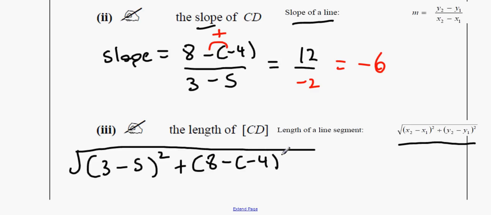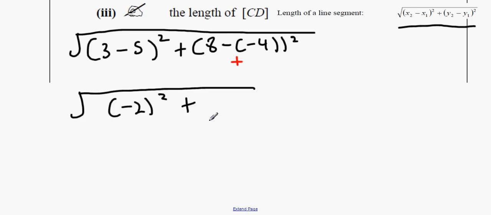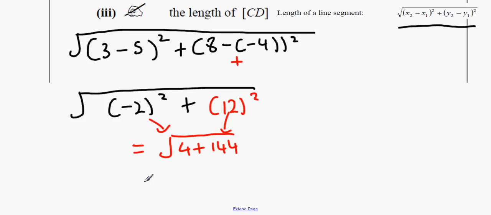Okay, if you put that into your calculator, it should give you the answer exactly as it is. However, if you want to break this down somewhat, this is going to be minus 2 squared. This is going to be, once again, two minuses together makes a plus. That's going to be 8 plus 4, and that's going to give you 12 squared. Then you add them together into your calculator. You're going to get 4 plus 144, because minus 2 squared is 4, and 12 squared is 144. And what we're going to get is the square root of 148 is the answer, okay?